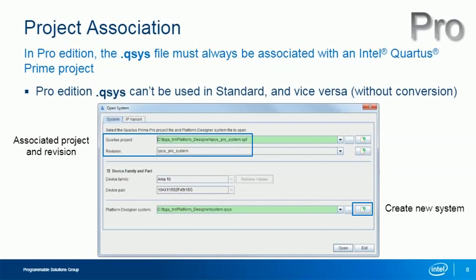In the Pro Edition, start Platform Designer and select an existing project's .qpf file and the desired project revision if the project has multiple revisions. You can also create a new Intel Quartus Prime software project or revision from here. Note that a .qsys file created in the Pro Edition cannot be used in the Standard Edition. However, a Standard Edition .qsys file can be used in the Pro Edition. The Standard Edition file will be automatically converted to a Pro Edition format when it is opened. So if you want to continue working in the Standard Edition, make a backup copy of the .qsys file before it gets converted.